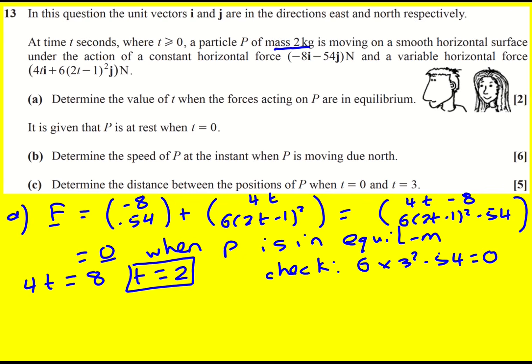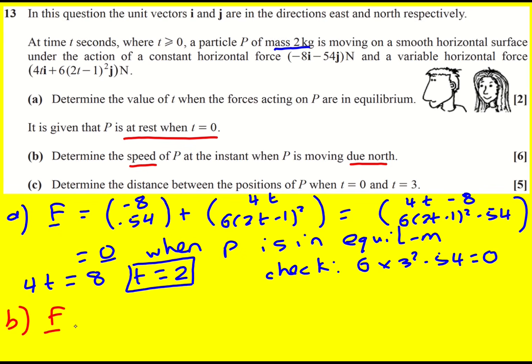Right, it's given that P is at rest when t is 0. Okay, I'm going to underline that. That will come in useful later on. Determine the speed at the instant when P is moving due north. Okay, so to get the speed, we're going to need the velocity.